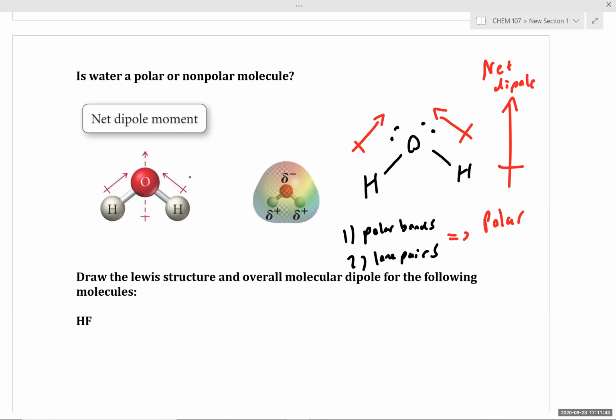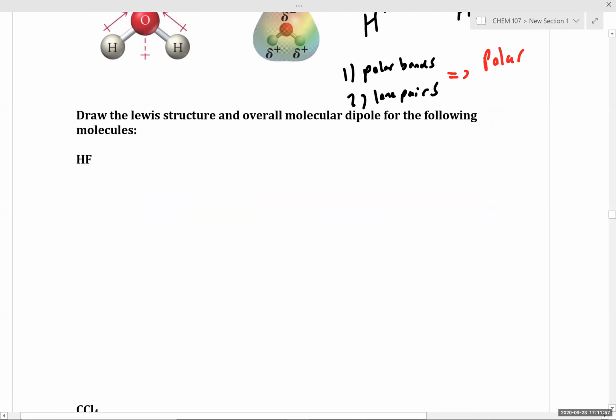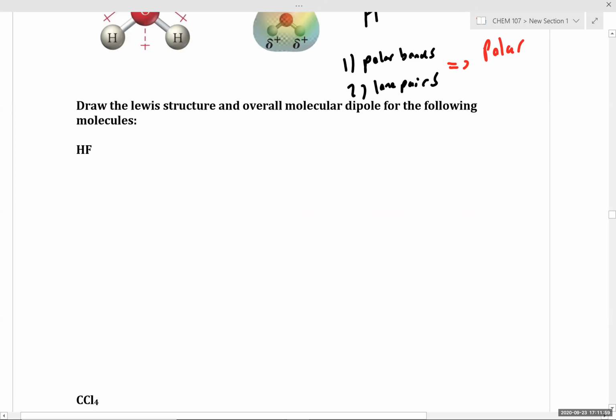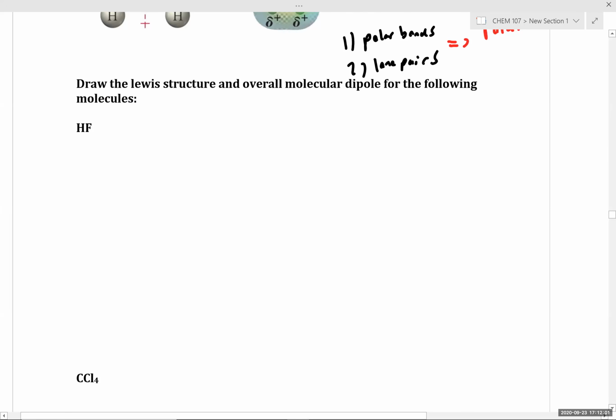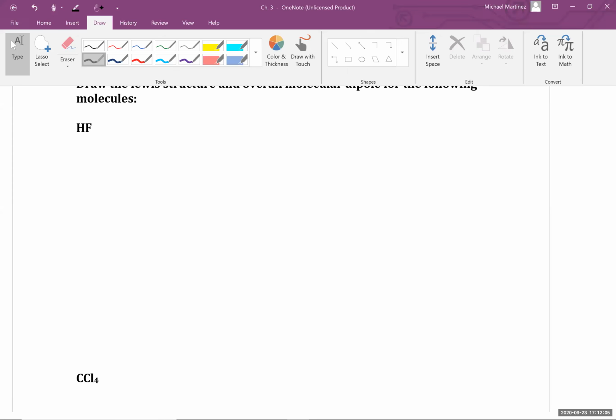So if your bond dipoles are not arranged symmetrically, and if your central atom has a lone pair, your molecule will likely be polar. So let's look at an example. I'll do these first two as they're pretty interesting representative examples.